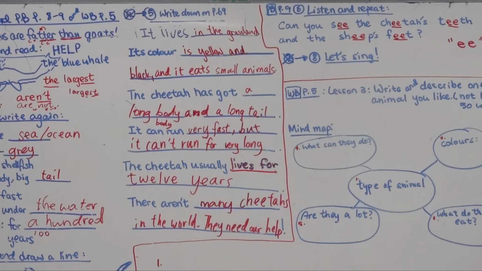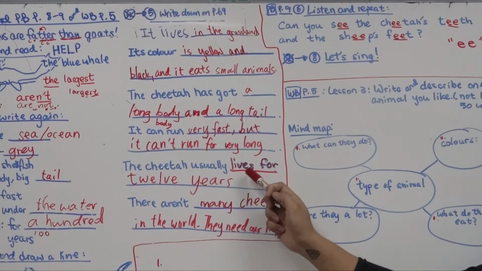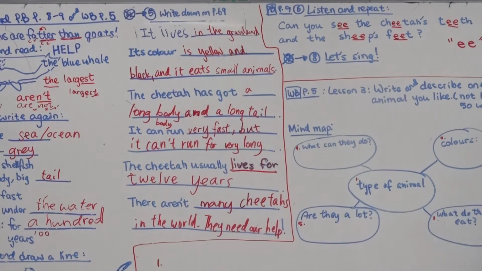The cheetah usually lives for 12 years. Lives for, again with S on live, because we have the cheetah. For 12 years. T-W-E-L-V-E, silent E at the end. Years, Y-E-A-R-S, like ears but with Y in front. Last question: there aren't, they're not. There are not many cheetahs in the world. So there are only a few cheetahs left, and they need our help. There are so few of them.